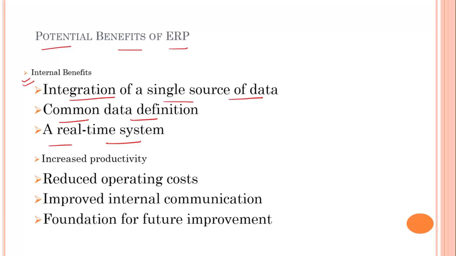The second benefit of ERP is increased productivity. That means increase in throughput, increase in the system performance. But how? First is reduced operating cost. That means the ERP system helps to reduce the cost of operation, as it automates all the processes. Second is improved internal communication. Students and teachers can communicate by the use of the web kiosk account. So it improves the internal communication.